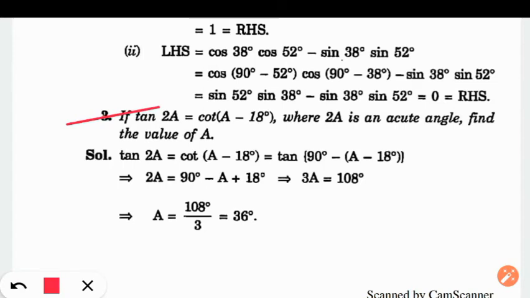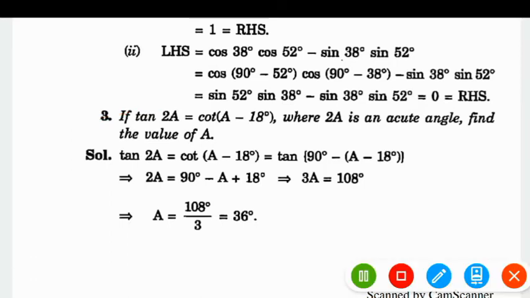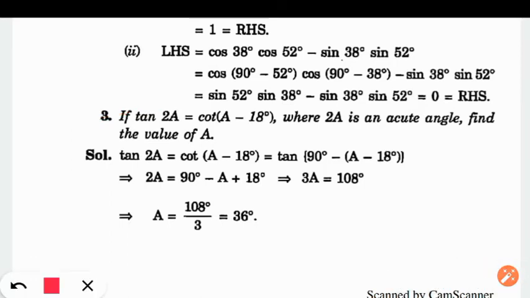So what we have in question number 3: if tan 2A, 2A means twice of angle A, is equal to cot (A minus 18 degrees), where 2A is an acute angle, find the value of A. We are required to find the value of A. In place of A there may be theta, or angle B, anything. Now let's see how to solve this type of question.